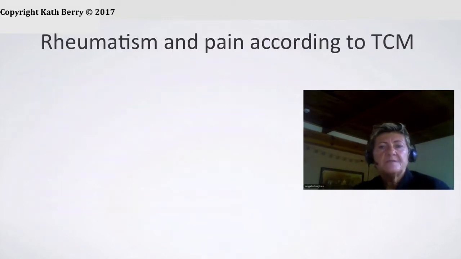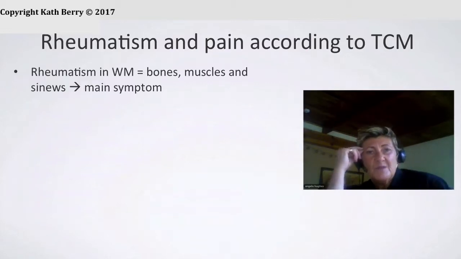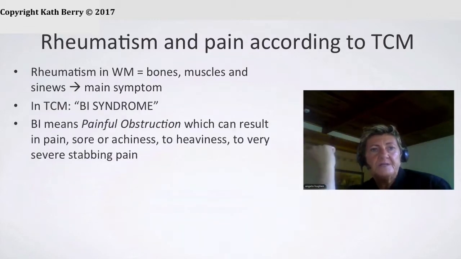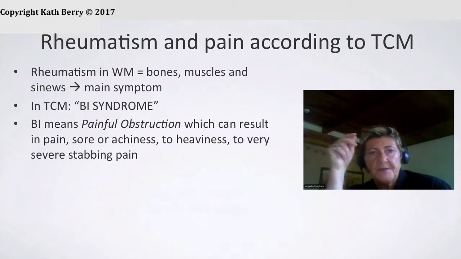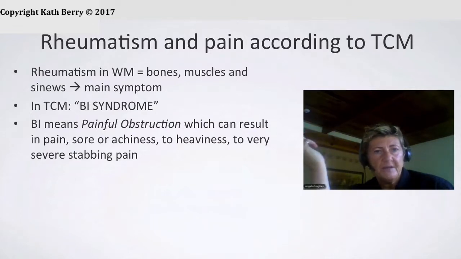So let's talk about rheumatism in general and pain according to traditional Chinese medicine. The concept of rheumatism in Western medicine includes the bones, the muscles, the sinews, and they share pain as the main symptom. In TCM, the collective name for this is B syndrome. The word B means painful obstruction, and the symptoms of B syndrome can range from pain that is just kind of present, being sore or achy or heavy, to really severe stabbing pain.